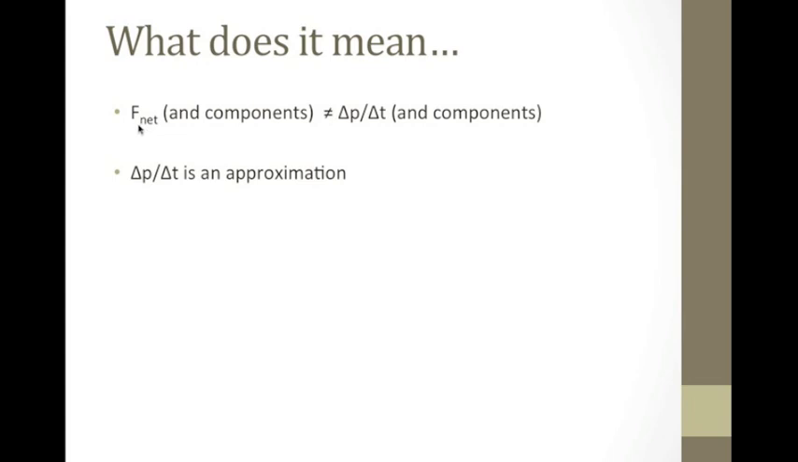So for the what does it mean question, F net and F net parallel and perpendicular do not actually exactly equal delta P over delta T. That's because delta P over delta T is simply an approximation by subtracting final momentum and initial momentum over final time minus initial time. And so although it's a really close approximation if you make the intervals close enough, which we did, they're not exactly equal, but they're close enough for our situation.